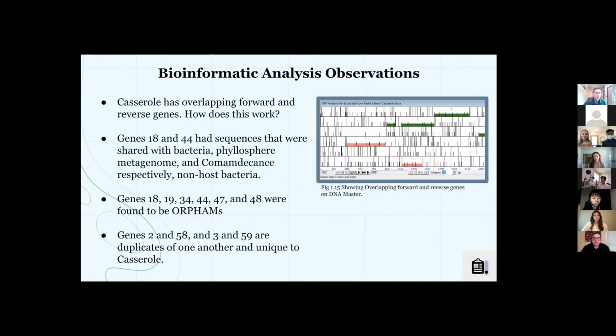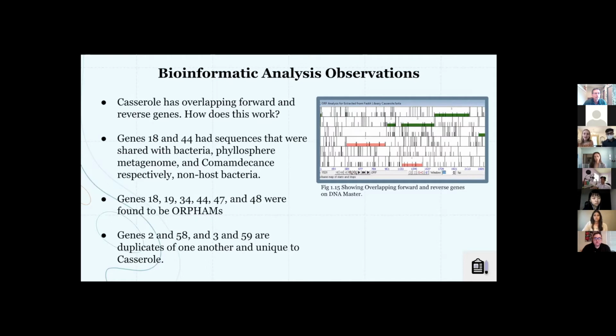All right, so as we were exploring these genes through gene annotation, we noticed that Casserole has a lot of kind of weird, honestly, information in its genome. Casserole has overlapping forward and reverse genes, which is very unusual. It's kind of hard to imagine how this works during the transcription process. We did research through the SEA-PHAGES forum to see if anyone else has come in contact with this, and we didn't find a lot of information about it. So we're looking forward to more researchers coming in contact with this and learning how this works.